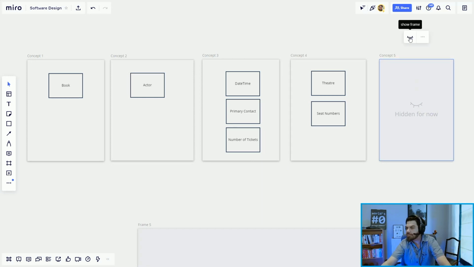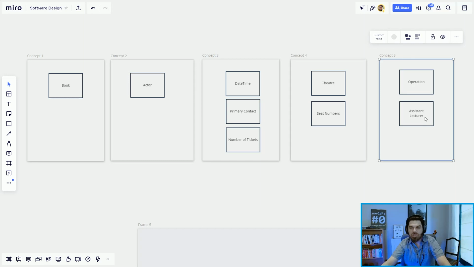Let's have a look. Operation assistant lecturer. Okay, that's interesting. So now there is an operation. Is that a surgical operation? Is that medical? Assistant lecturer. Is this booking, number of tickets and seats in a theater for an operation? Is this medical students now?